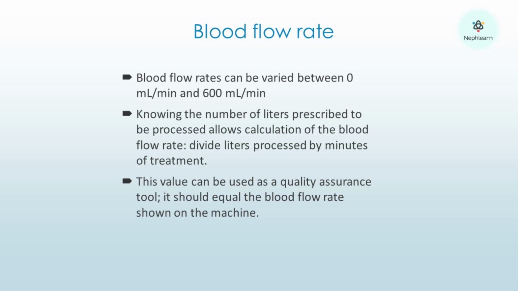The blood flow rate varies from 0 to 600 ml per minute. We can calculate the blood flow rate by dividing the volume of blood in liters to be filtered by the time in minutes. This may be used in quality assurance, where the blood flow rate must match the one set in the machine.